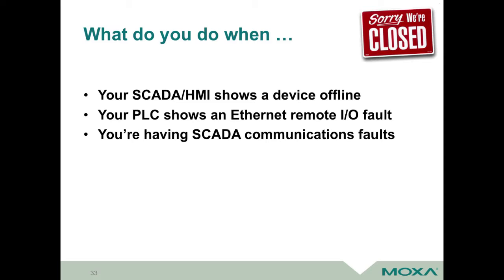What happens when your SCADA system says something's offline, right? The typical approach had been, okay, I've got to grab my laptop and walk down to the plant floor. I've got to jump in the pickup truck and go out there and see what's happening. What happens if my PLC throws a fault and I've got remote I/O on the PLC? How do I diagnose that, right? So you can have some common problems here, and how do we troubleshoot those?